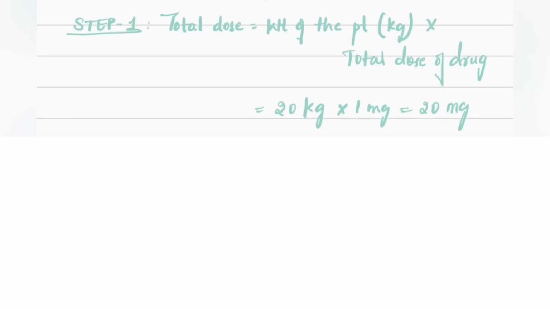Step 1 is to find out the total dose. Total dose is calculated by weight of the patient in kilograms multiplied by total dose of the drug, which is equal to 20 kilograms into 1 milligram equals 20 milligrams.